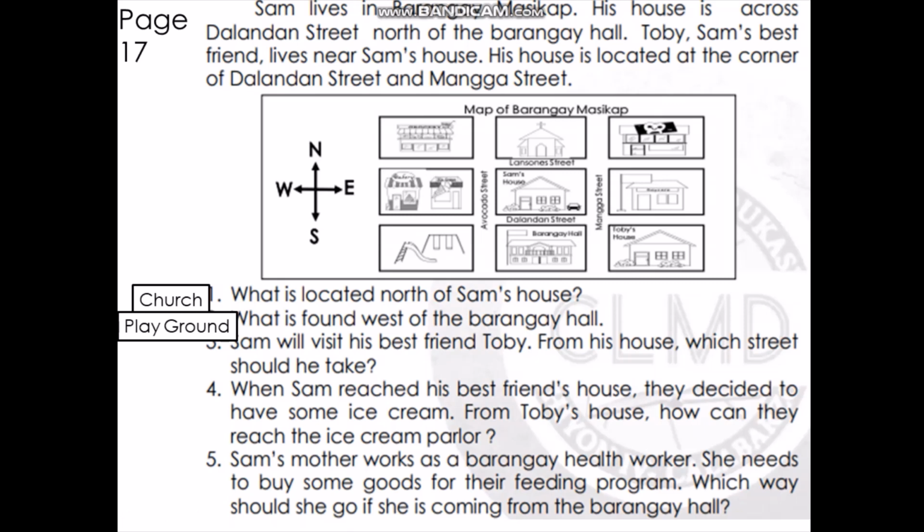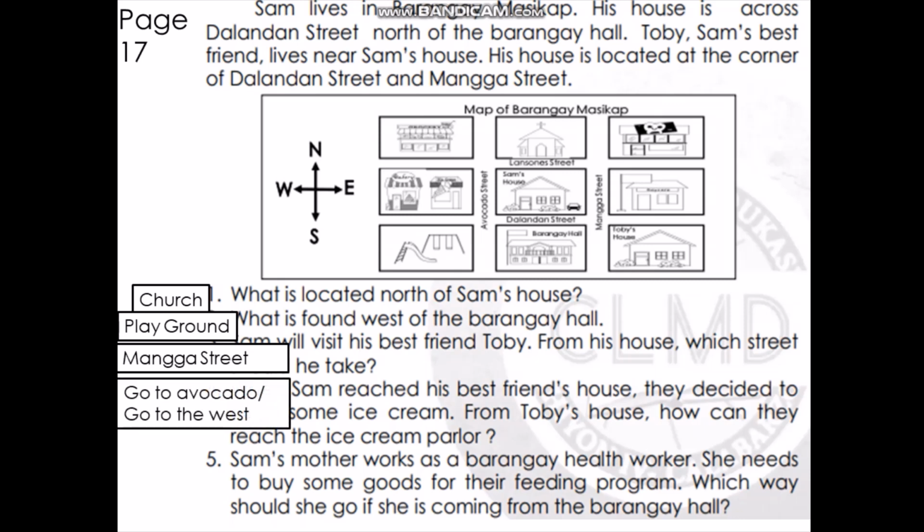Okay, number 3, Sam will visit his best friend from his house. Which street would he take? The answer is Manga Street. So this is the street of Toby's house. Number 4, when Sam reached his best friend's house, they decided to have ice cream from Toby's house. How can they reach the ice cream parlor? So you just have to tell them the direction. Okay, so I wrote there, go to the Avocado Street or go to the west.